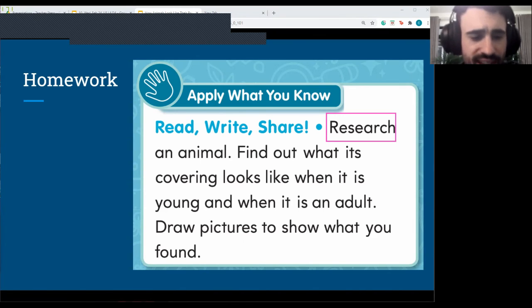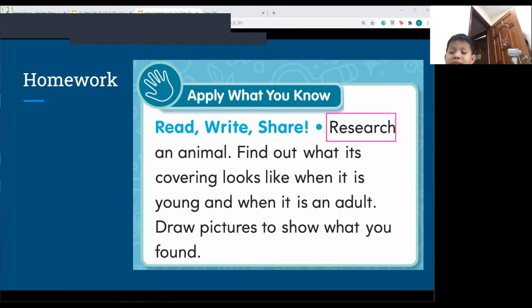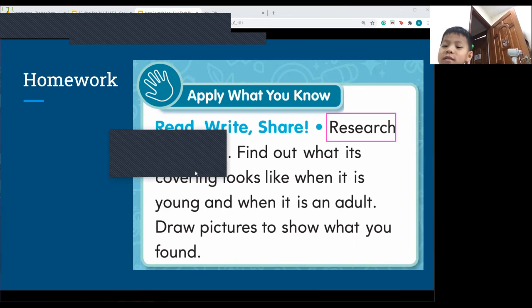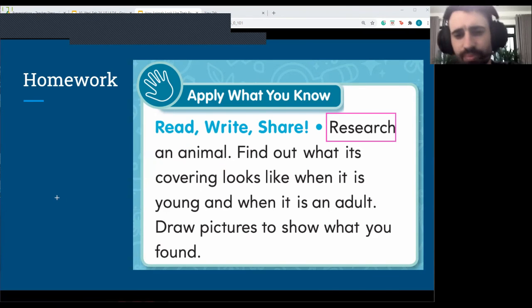Okay, QK knows it again. Does anyone else know? Last call. Okay, I'm calling on QK again because he says he knows. QK, what does research mean? Yes, to find something or to look something up.